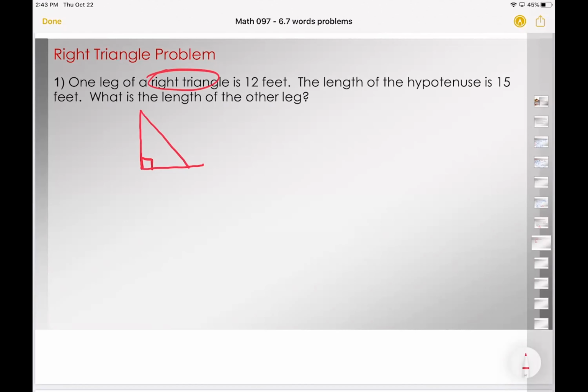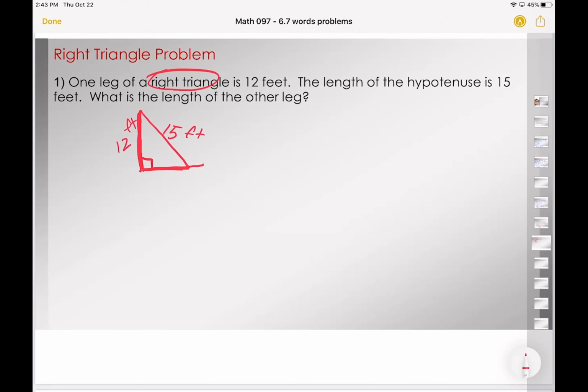One leg of a right triangle is 12 feet. So again, let's say that this leg is 12 feet. It doesn't matter, as long as it's vertical or horizontal, those will be my legs. So those are my two legs. They say that the length of the hypotenuse is 15 feet.